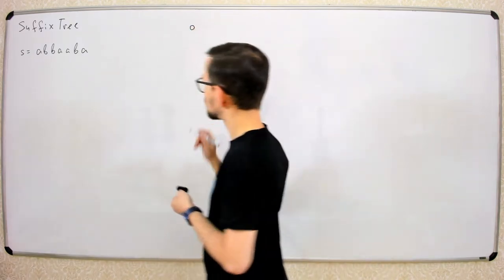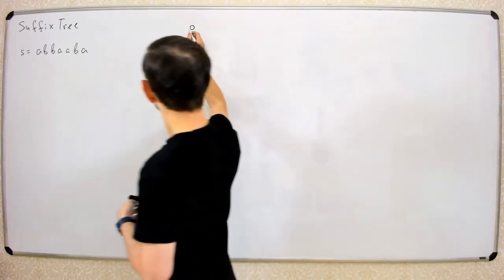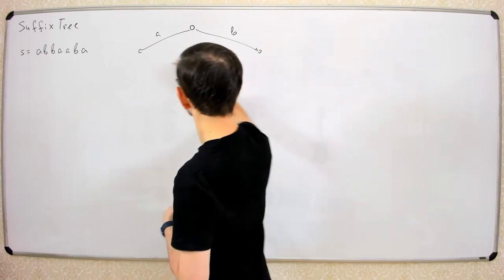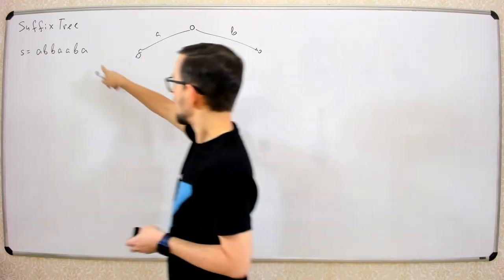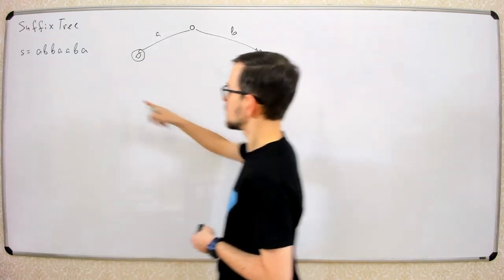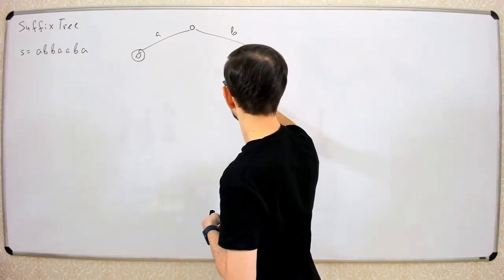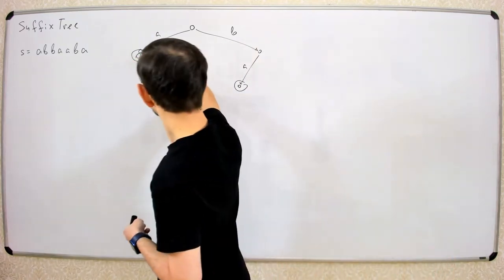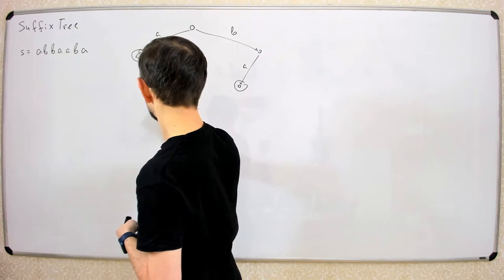So start from the root. So this is the root of our tree. And we have an edge to the left with A, an edge to the right with B. Now let's just put all the suffixes. So we have suffix A. So let's mark this node. Now we have suffix BA. So we have BA. Now we have suffix ABA. So A, B, A.